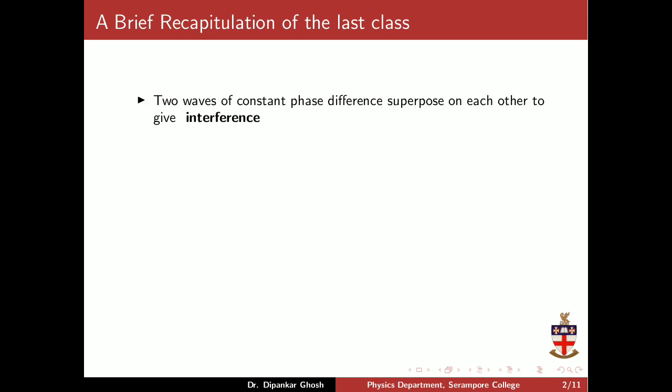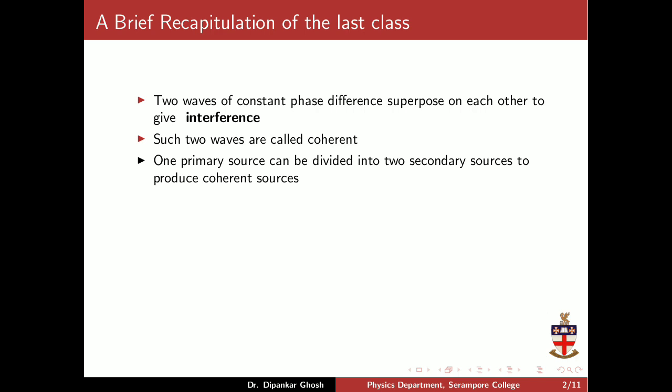We have learned from the last class that two waves of constant phase difference superpose on each other to give interference. Now this constant phase difference is very important. When two waves coming from two sources maintain a constant phase difference, they are called coherent. If they cannot maintain this constant phase difference and the phase difference keeps changing with time, then no sustained interference pattern can be obtained.